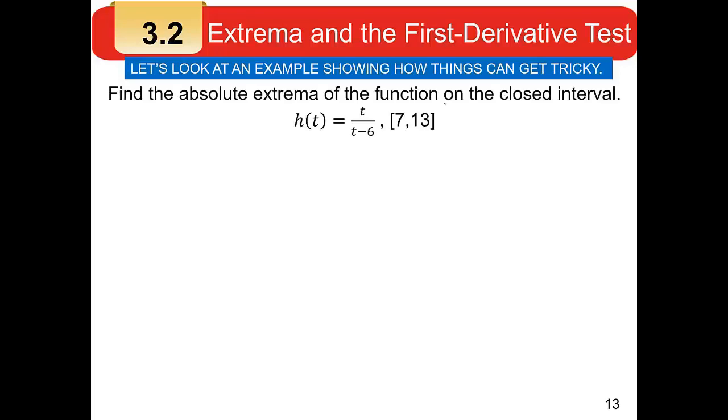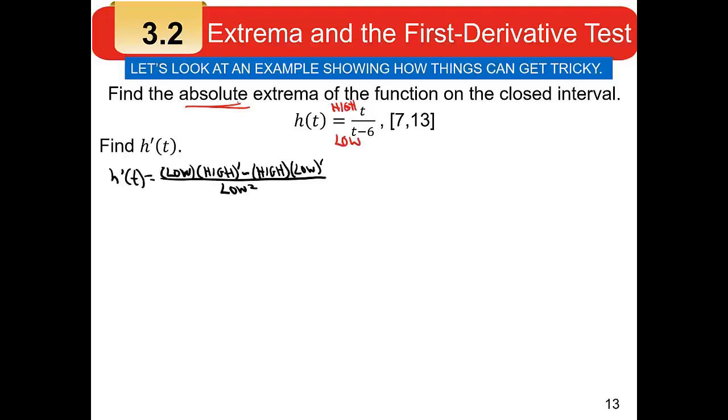So I've got a different function now. H of t is equal to t over t minus 6, and I'm interested on the closed interval from 7 to 13, and I'm looking for the absolute extrema. That means I have to check the endpoints as well. Still go through the process of doing the relative extrema. So that means I need to take the derivative. It's the quotient rule, so you'll do the low d high minus high d low over low squared.